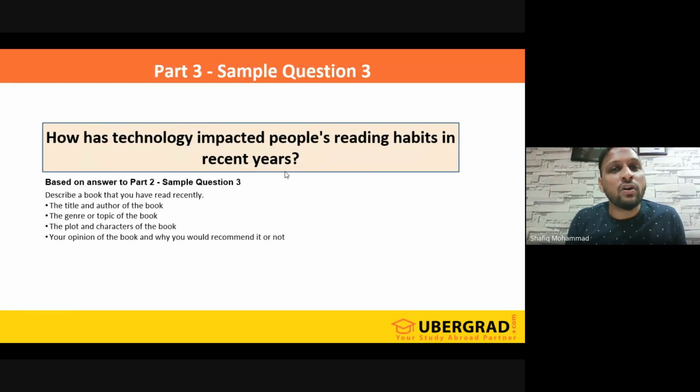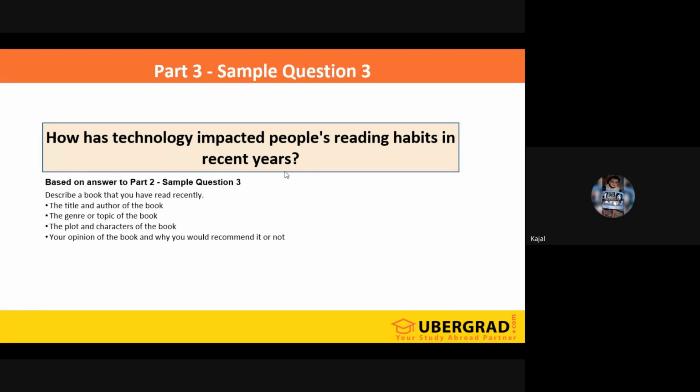Okay, so the question is in front of you. How has technology impacted people's reading habits in recent years? Can you enlighten us on this? At least 4 to 5 sentences, please. Yes, sir, I will try.